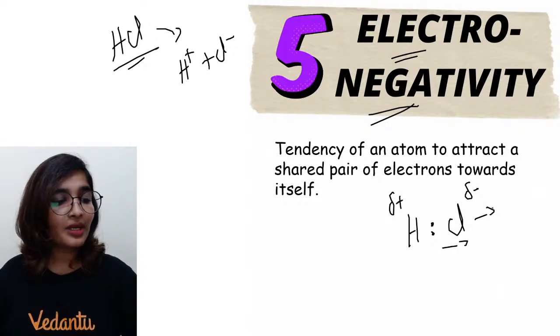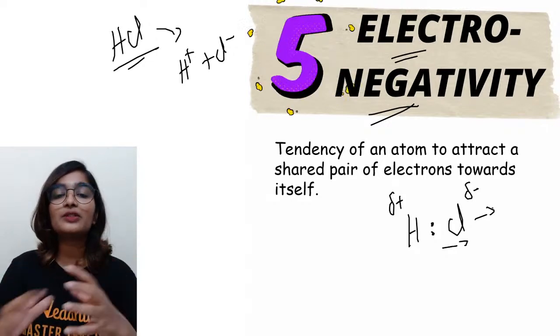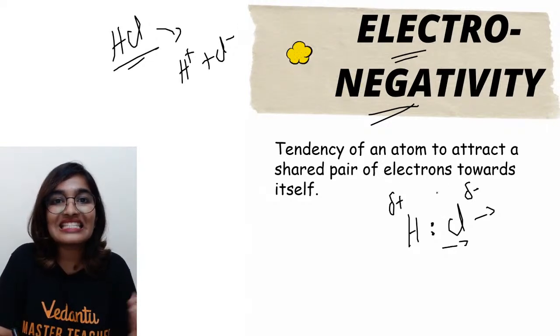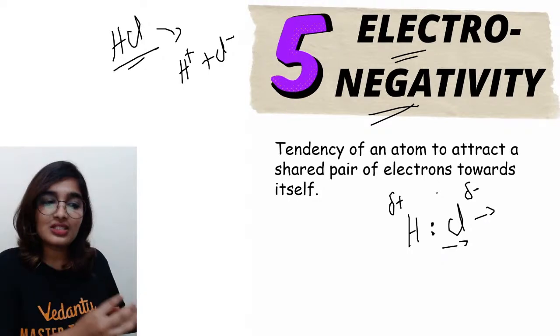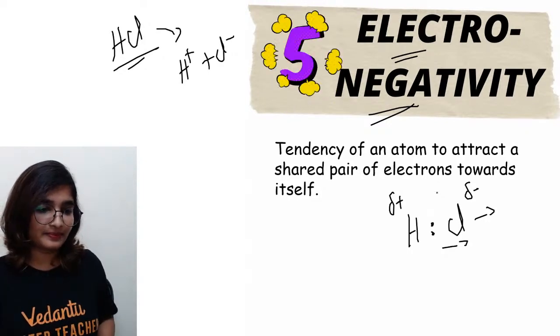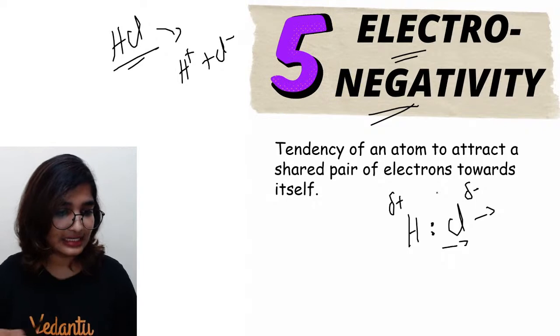Non-metals. Bhumi, why do we call this delta? Because it's not like the chlorine has gained the electron. It is just nearer to it. That's all.